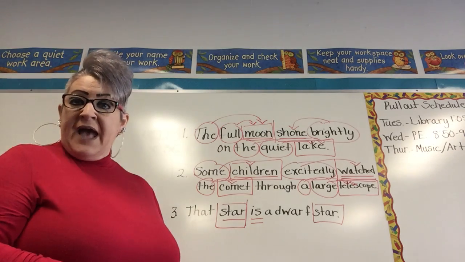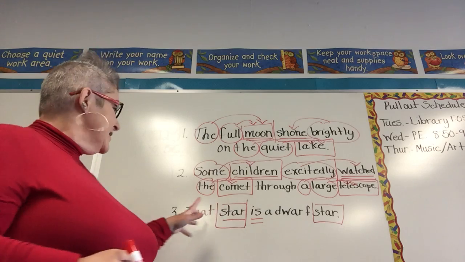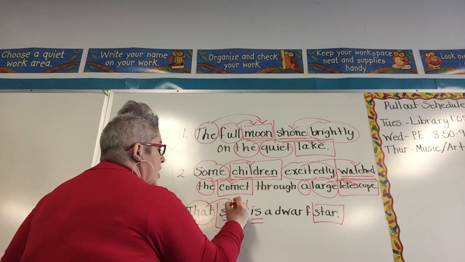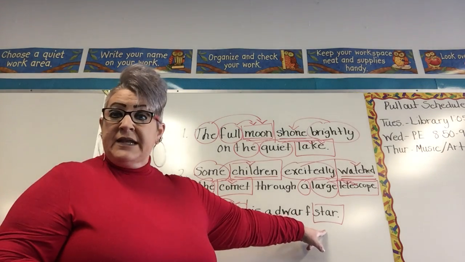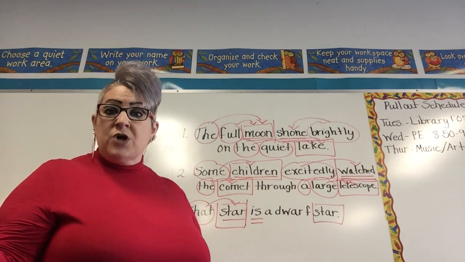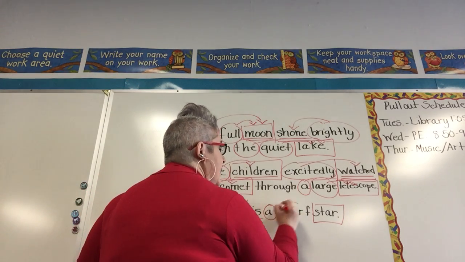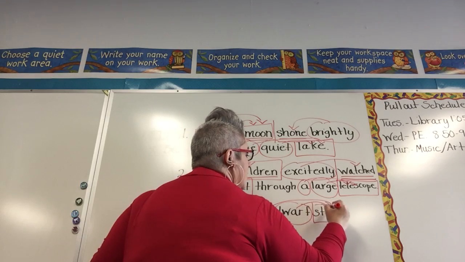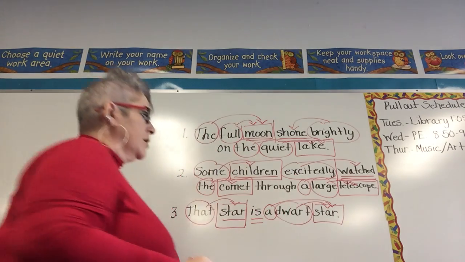Now let's go find the adjectives that describe these 2 nouns. What kind of star was it? That star. So I'm going to circle that and draw a line, an arrow from that to star. Then I'm going to come down here to this star. What kind of star was it? A dwarf star. So I'm going to circle A and dwarf, and I'm going to draw a line, an arrow from A and dwarf to the word star.